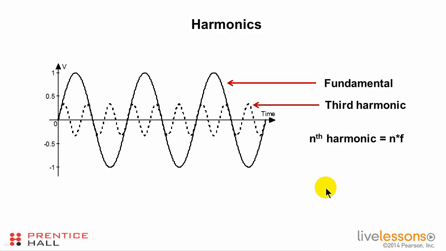Now, let's look at harmonics and make sure we understand what harmonics are. Here is a fundamental frequency. That's a frequency, and we'll assume it's the fundamental frequency. Here is the third harmonic of that frequency. This waveform goes through one cycle in this amount of time. This waveform has gone through 3 cycles in that same amount of time. Therefore, this waveform is the third harmonic of this waveform. And in general, the nth harmonic of a waveform is n times the fundamental frequency of the waveform we're talking about.